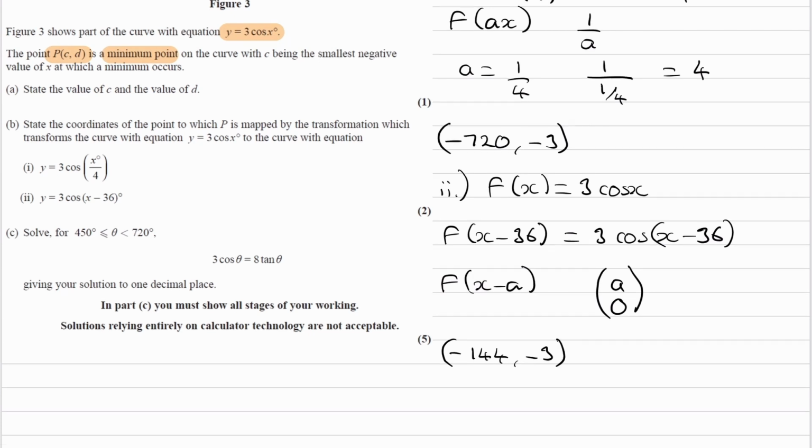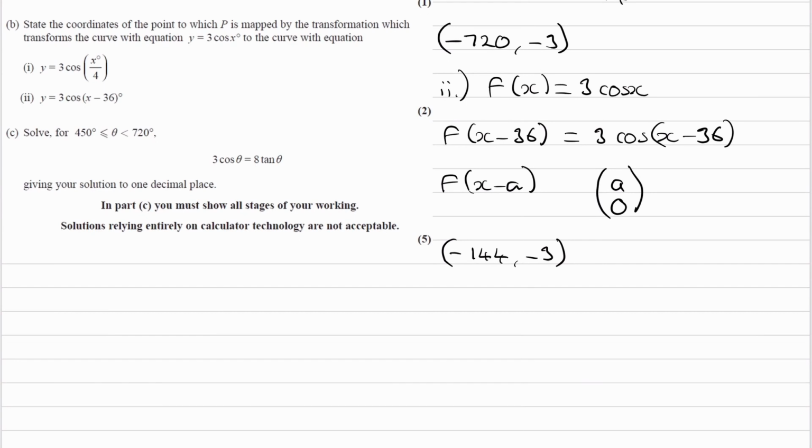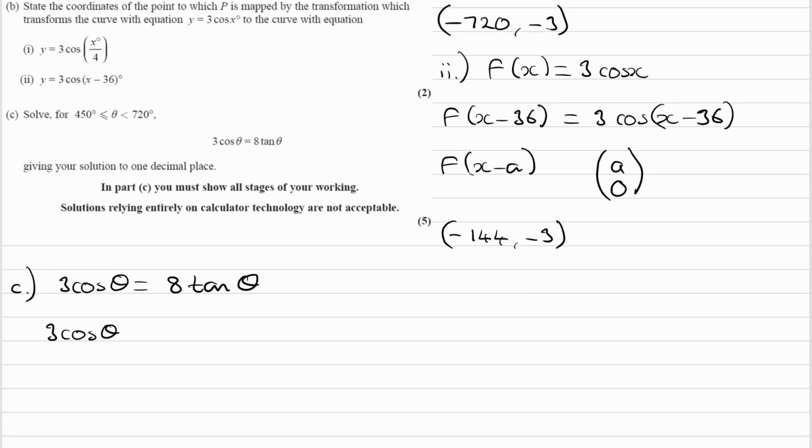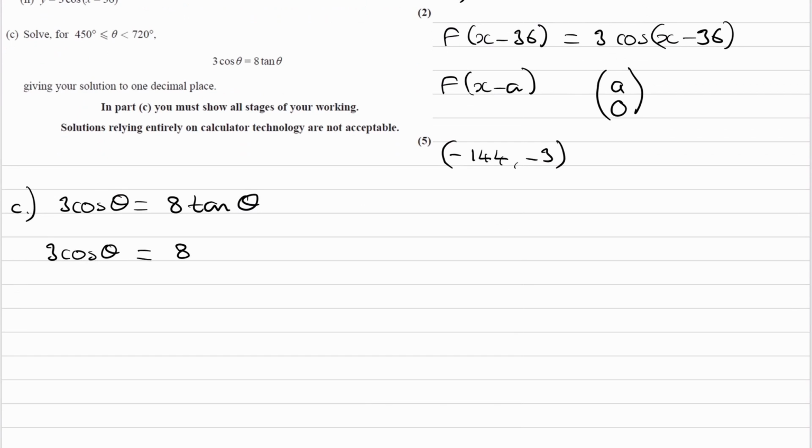And finally, for part C. So part C seems to be unrelated to the previous parts. We're solving this equation in the interval of 450 to 720. So 3 cos theta is equal to 8 tan theta. That can be rewritten. We can change the tan theta into sine theta over cos theta. I'll bring the cos theta to the left-hand side, so we end up with 3 cos squared theta is equal to 8 sine theta. So this is shaping up to be a quadratic.